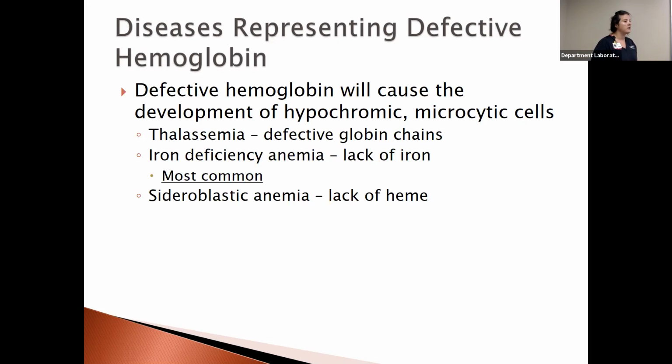Okay, so all of these are types of anemias. They cause microcytic cells, very small, right? Because you have abnormal hemoglobin synthesis and also decreased hemoglobin content, so hypochromic, right? So these are microcytic hypochromic anemias, all right, because of that defective hemoglobin.